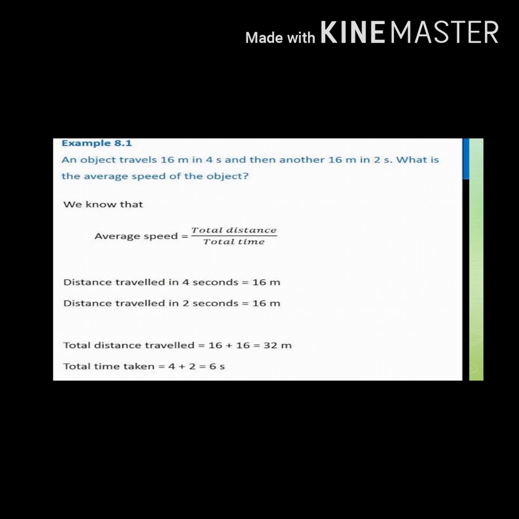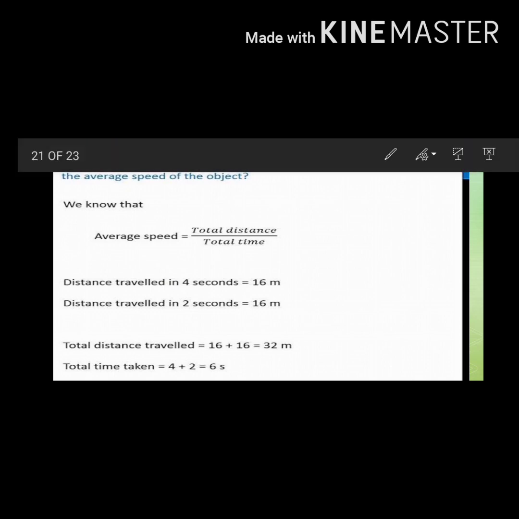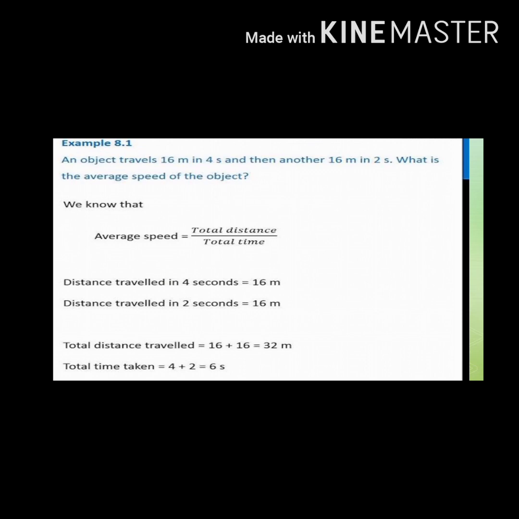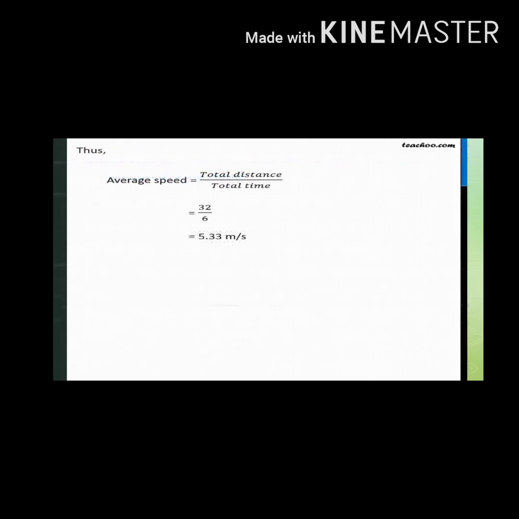So total distance traveled equals 16 plus 16, which is equal to 32 meter. Total time taken equals 4 plus 2 equal to 6 seconds. Thus, average speed equals total distance by total time. So, 32 by 6 equals 5.33 meter per second.